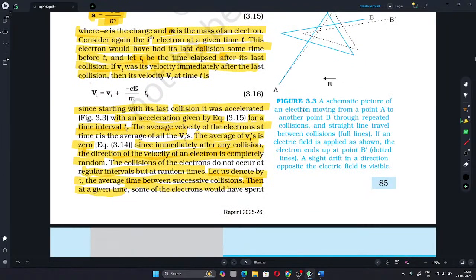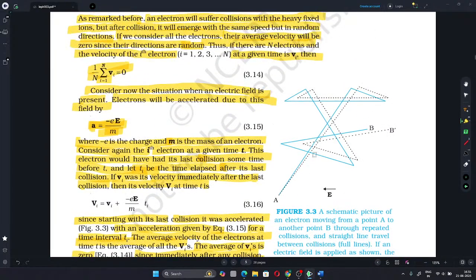Consider this figure, a schematic picture of an electron moving from A to B through repeated collisions and straight line travel between collisions, shown by full lines. If an electric field is applied as shown, the electron ends up at B, shown by dotted lines, a slight drift in the direction opposite to the field. Without the electric field it would have gone in this way, but the dotted line represents the case with the electric field, where the electrons will slightly move in this direction.